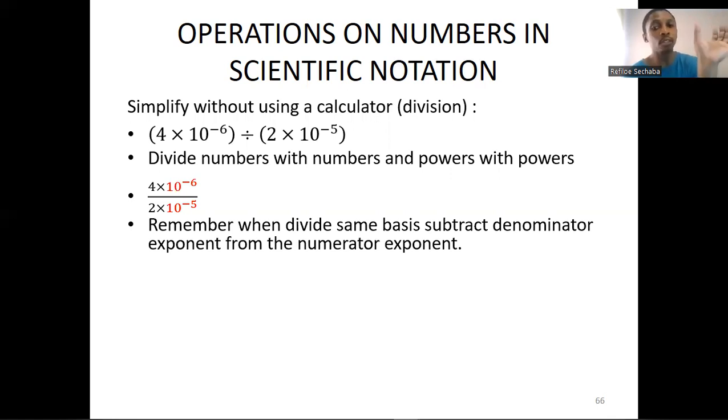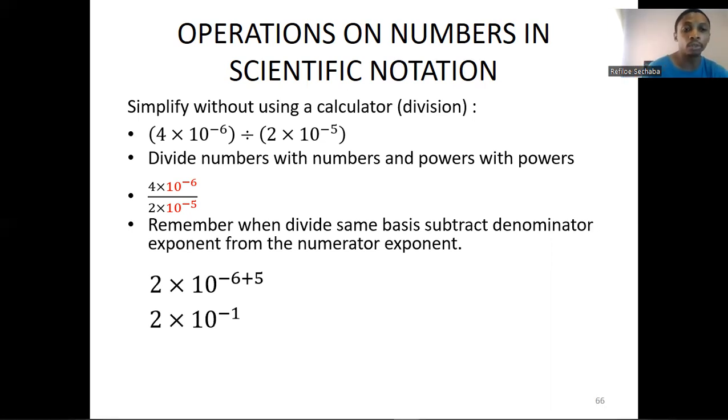So note that I'll have 10 to the exponent of minus 6 minus 5. When you minus a negative number, please note that it will be positive. So minus 6 minus 5 will simply give you minus 6 plus 5. And minus 6 plus 5 will just give you minus 1. And we don't need to simplify that, because already it's just one digit. So we don't need to write it in scientific notation.